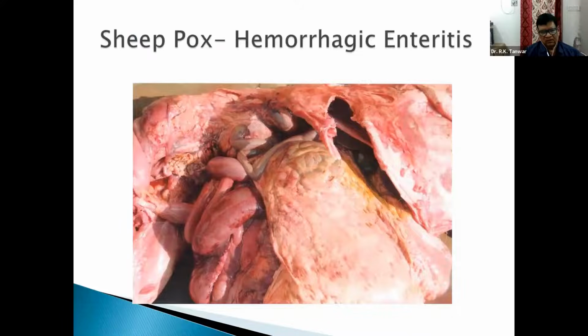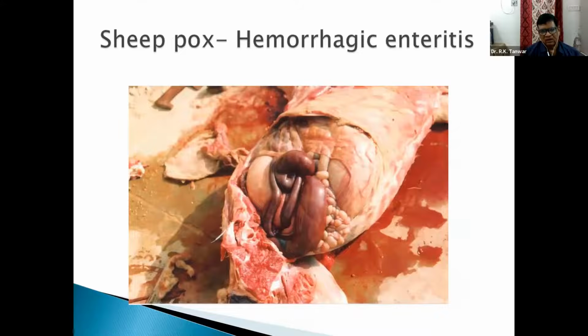I have conducted one postmortem in an outbreak. There is hemorrhagic enteritis in sheeppox. The lesion was very characteristic. It is a malignant form. This is also hemorrhagic enteritis. The contents and serosa are also hemorrhagic, with hemorrhagic intestinal content.